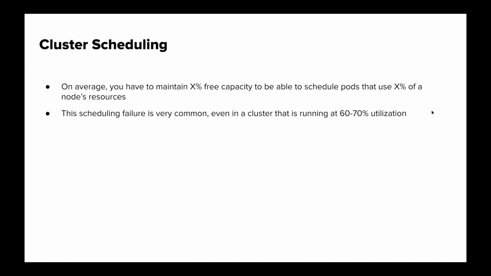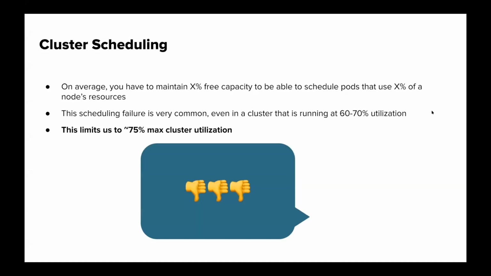So this kind of scheduling failure is really common, even in a cluster that is running at 60 to 70% utilization. So when you're talking about efficiency of compute and clusters that are running at, even in the most optimistic case, 60% usage, that's a lot of waste happening. For us, this really limits our max cluster utilization. We really wanted to run this more efficiently. So, not cool.